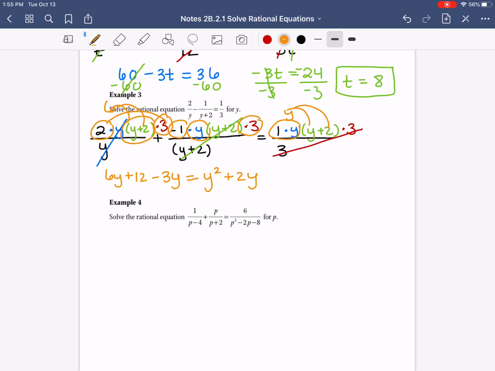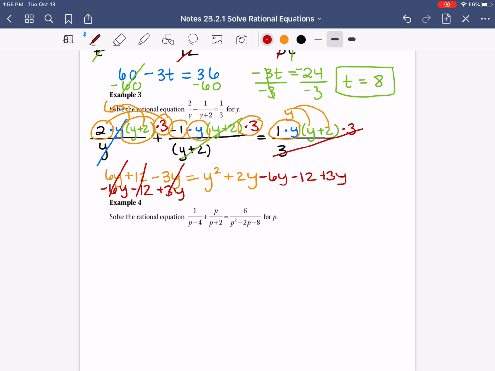Okay, so now here's where I look and see, do I have exponents or no exponents? And I do see an exponent. Right here I see a power of 2. That means I have to get one side equal to 0 and then factor and solve. So I'm going to go ahead and subtract my 6y. Since the y squared is positive, I'm going to keep it on that side. I'm going to subtract 12 and I'm going to add 3y.